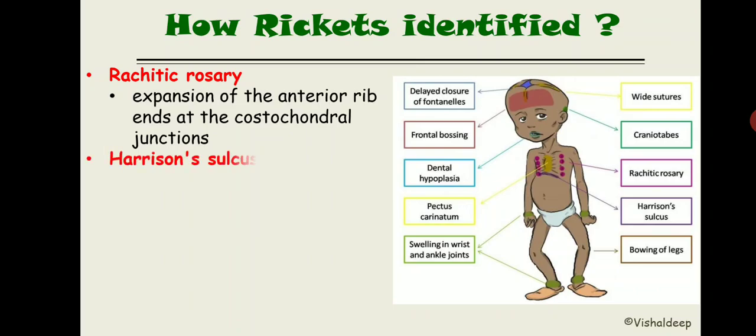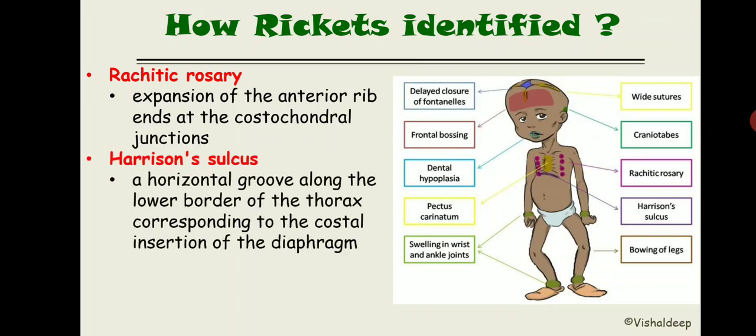The next sign is the Harrison sulcus. What is the Harrison sulcus? There is a horizontal groove that is shown over here. A horizontal groove is seen at the level of insertion of the diaphragm, basically the costal margin. So the Harrison sulcus is a groove present at the lower border of the thorax at the level of insertion of the diaphragm. The next one is craniotabes. Craniotabes is nothing but a softening of the skull.